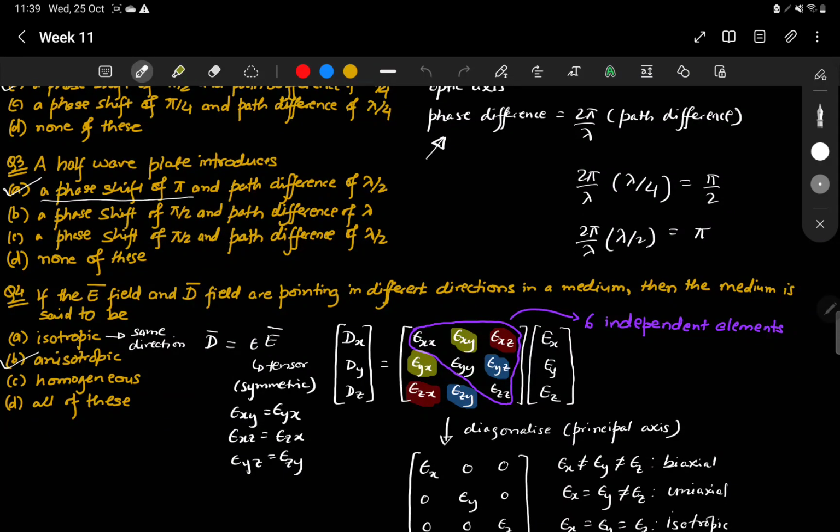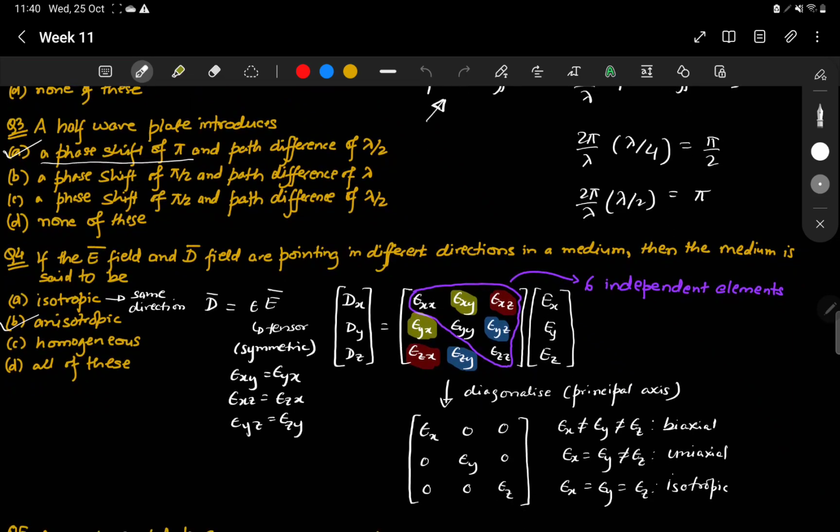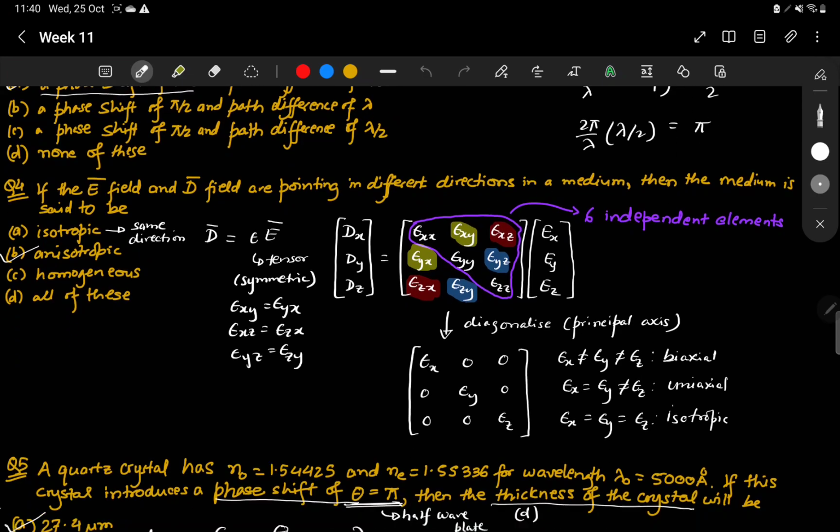If the electric field E and the electric displacement vector D are pointing in different directions, then the medium is said to be anisotropic. And here, epsilon, the relative permittivity, is a tensor which is represented by a matrix.